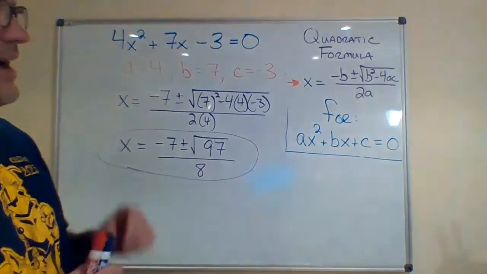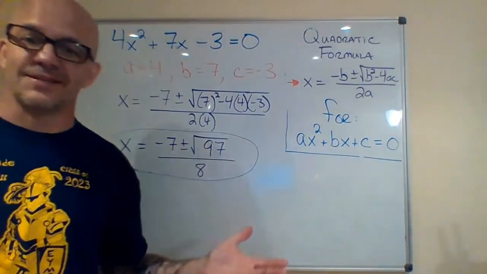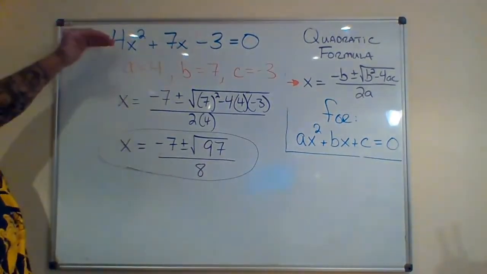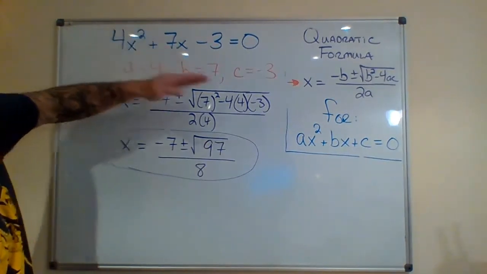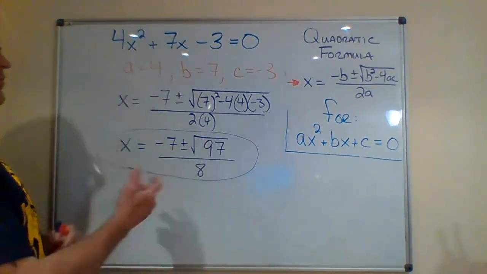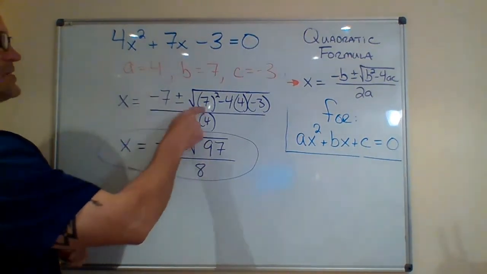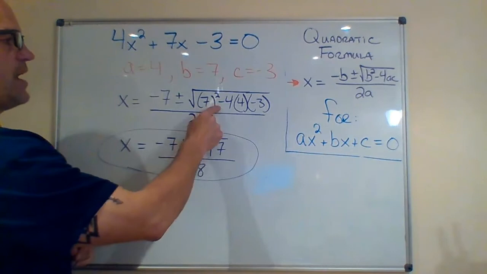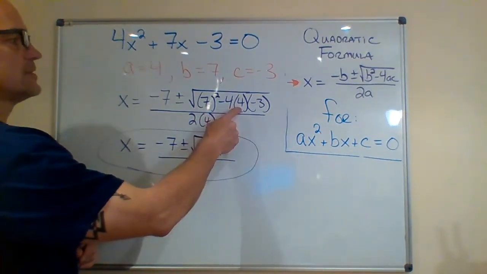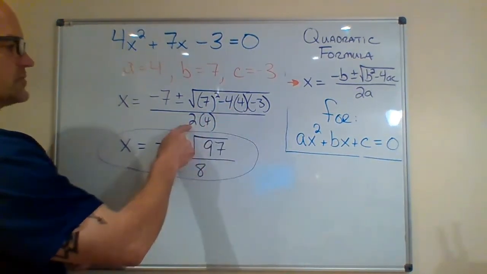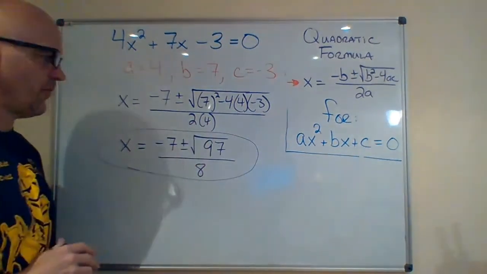Welcome back, guys. This one is very simple. I identified my a as 4, b is 7, c is negative 3. Put it in my formula. x equals the opposite of b, which is negative 7, plus or minus the square root of b squared, which is 7 squared, minus 4 times a, which is 4, times c, which is negative 3, all over 2 times a, which in this case is 4.